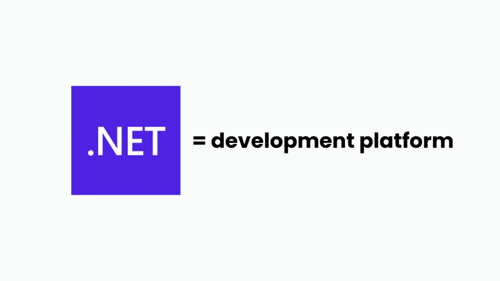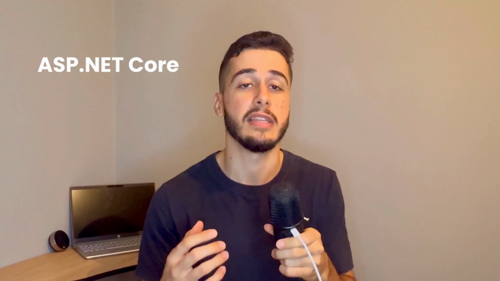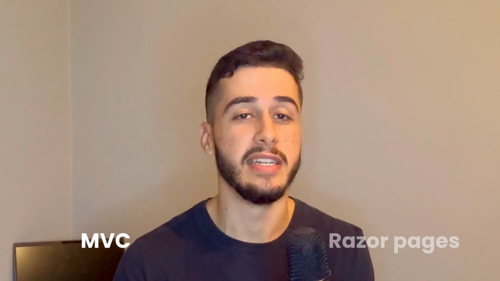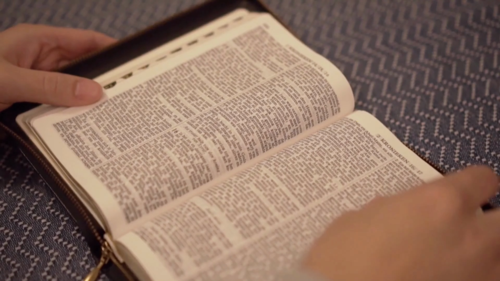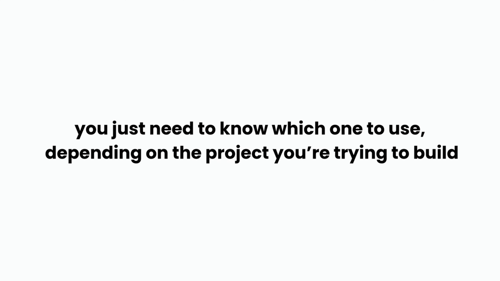Before you dive in, let's clear up what .NET actually is. .NET is a development platform that allows you to build all kinds of applications, including mobile apps, web applications, desktop apps, and more. And as if coding wasn't complicated enough, you start hearing all of these terms like ASP.NET Core, Blazor, MVC, Razor Pages, and it can get messy fast. In simple terms, these are all tools and frameworks within the .NET ecosystem. And the thing is, you don't need to learn them all at once. You just need to know which one to use depending on the project you're trying to build.